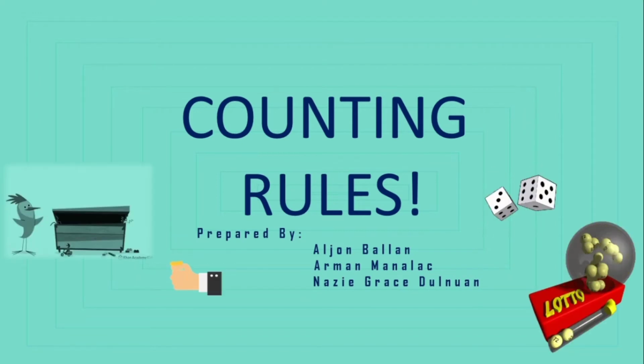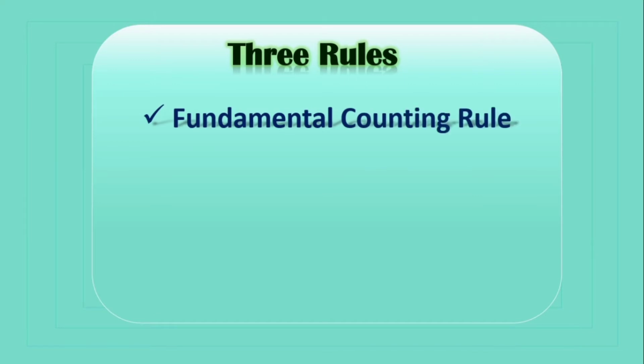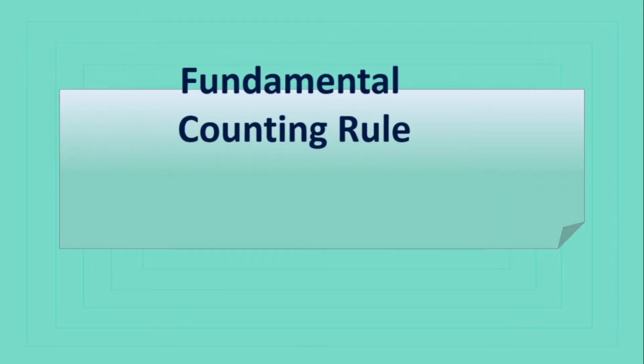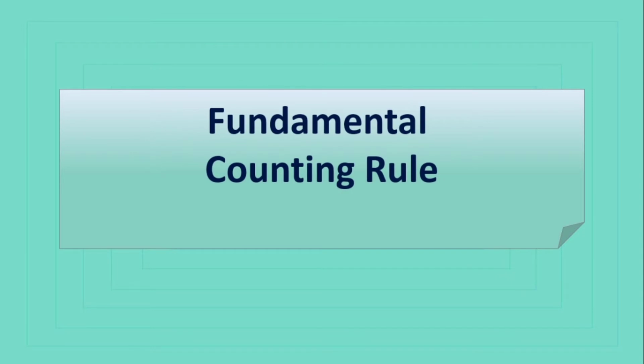Many times, a person must know the number of all possible outcomes for a sequence of events. To determine this number, 3 rules can be used. It can be the fundamental counting rule, permutation rule, and combination rule. The first rule is the fundamental counting rule.